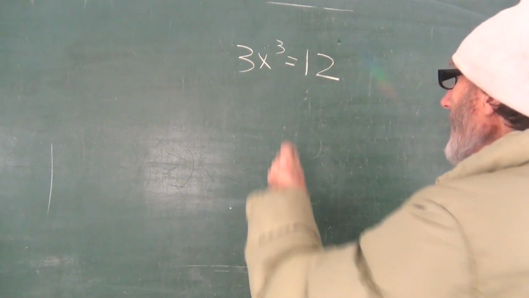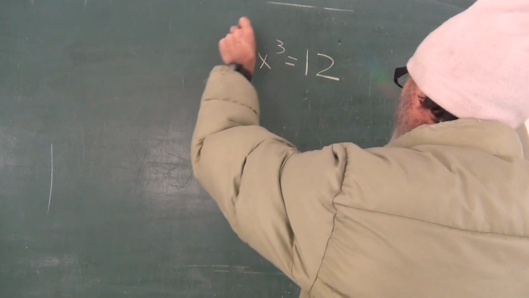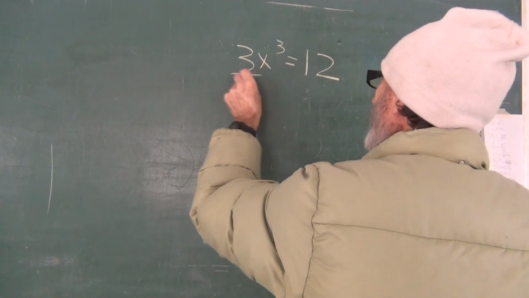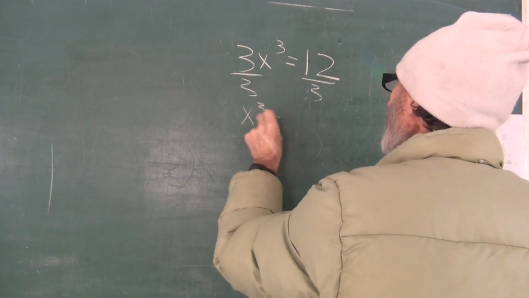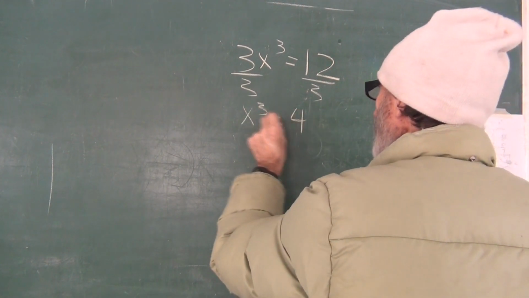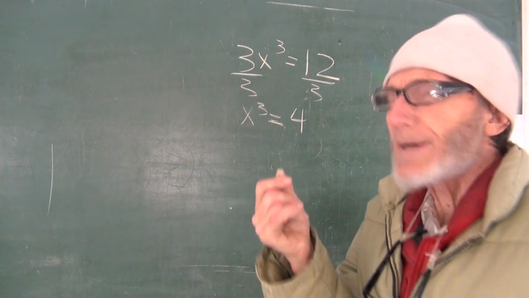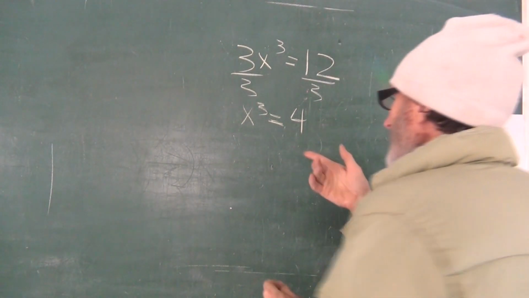Well, in this case, let's get the x cubed by itself, because you can't take the cube root of that, that's just too weird. So how about divide both sides by 3, and we have x cubed equals 4. Now, unfortunately, if it said x squared equals 4, then x equals 2, right? But it says x cubed.